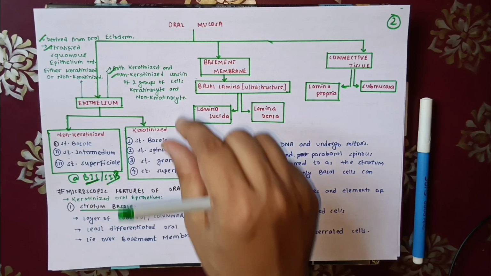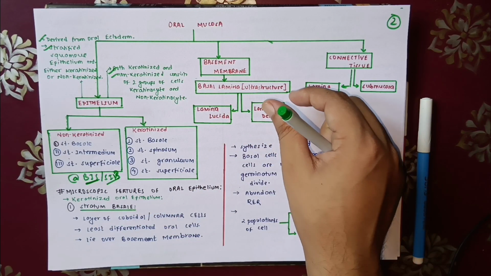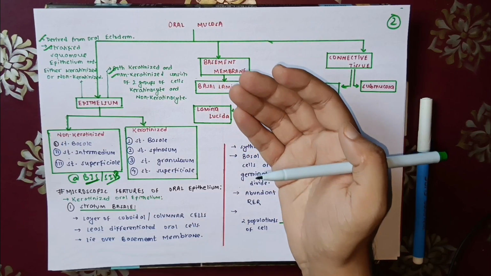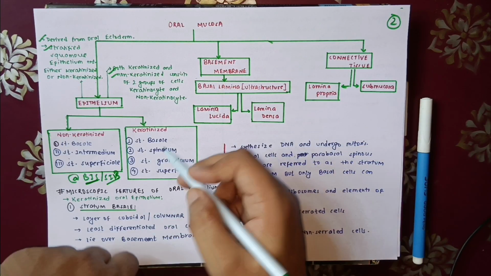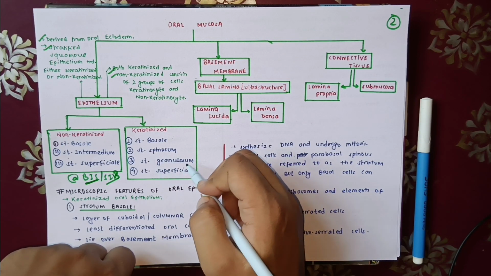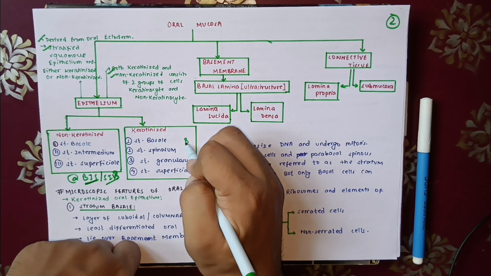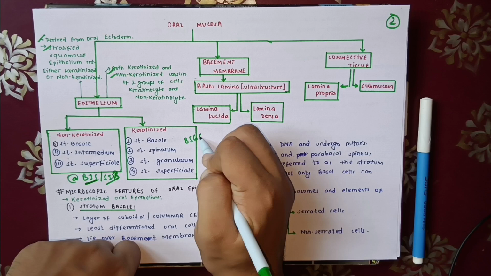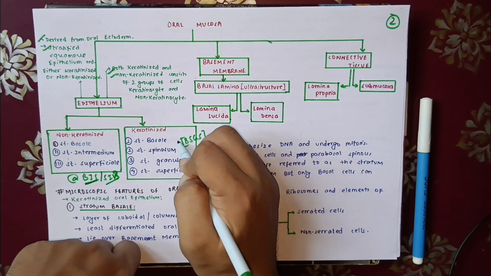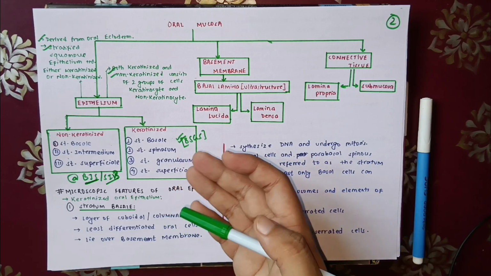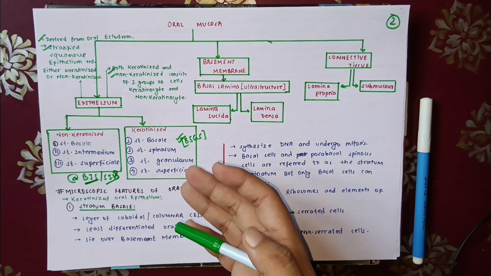So basal and superficiale are also present in keratinized epithelium, basal in the lower portion and superficiale in the upper portion. The additional two are spinosum and granulosum, but you can prepare a separate mnemonic here, BSGS, taking the first letters. This is very easy to remember, and I don't think you should be bothered about remembering this.